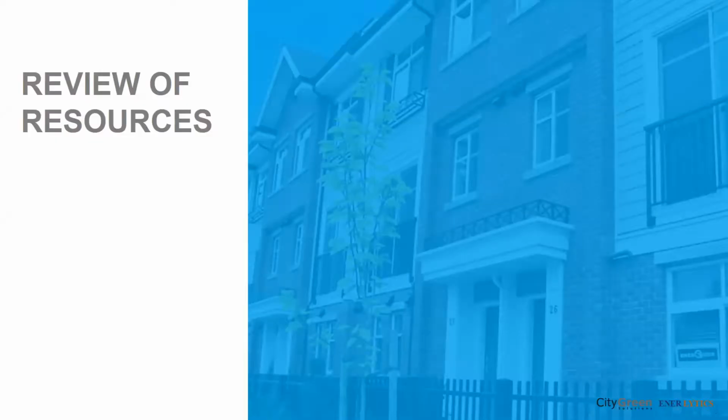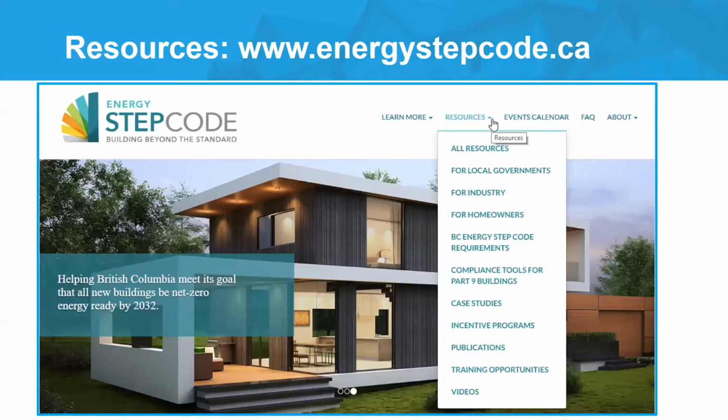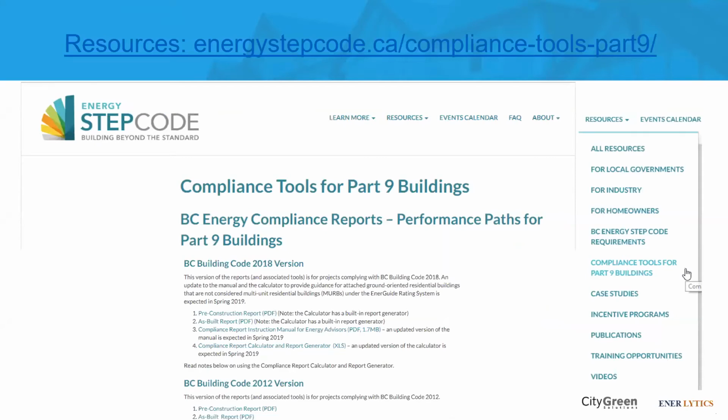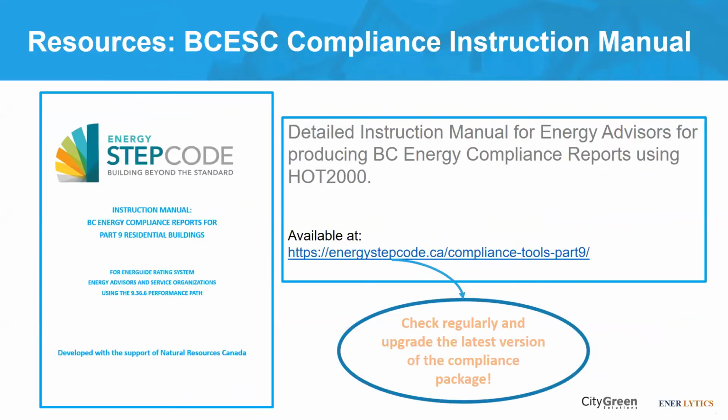In the final section of this training, we'll do a review of the resources that are available for energy advisors and other stakeholders. First and most important resource for you to be familiar with is the energystepcode.ca website, where there's a range of resources and information available for all stakeholders, including and most importantly for energy advisors, the compliance tools for Part 9 buildings and the compliance instruction manual. It's important to note that for the compliance manual and the compliance calculator, it's important to check back semi-regularly to ensure that you have the latest version.